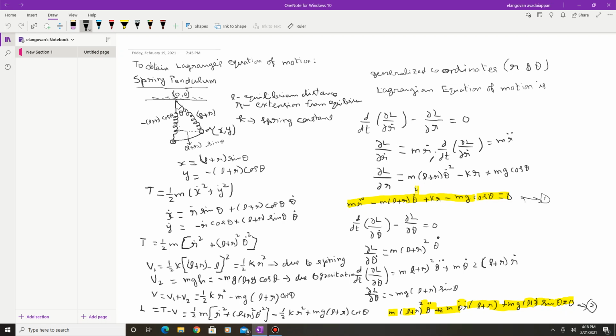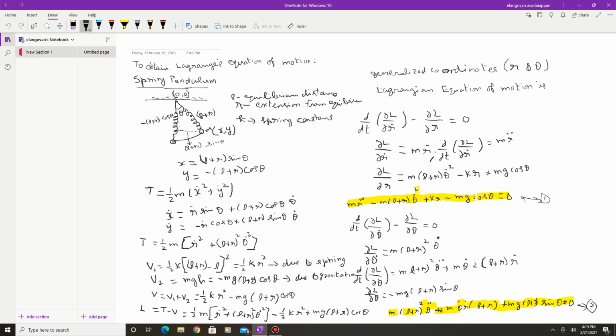Now this distance is L plus R, and this angle is theta. So this horizontal distance is (L plus R) sin theta, and this vertical distance is (L plus R) cos theta with a negative sign, because the origin is here, and this is the negative direction. So the coordinate x is (L plus R) sin theta, and the coordinate y is minus (L plus R) cos theta.